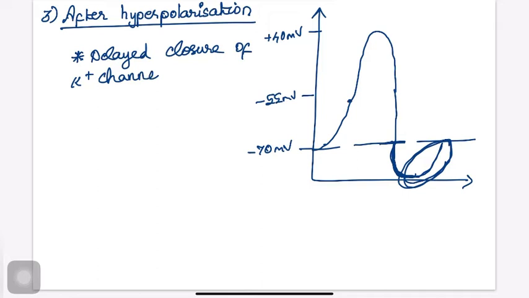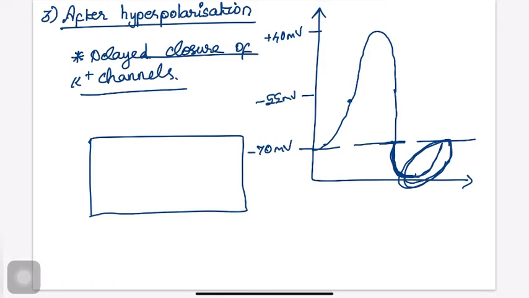How does it cause this? So we'll again go with our basic diagram. This is a cell, this is ICF and ECF, and now we have inner negativity, more negative. As it is in the hyperpolarized state, the inner negativity will be more, right? At the end of the downstroke, the inner negativity will be more, and outside there will be more positivity.